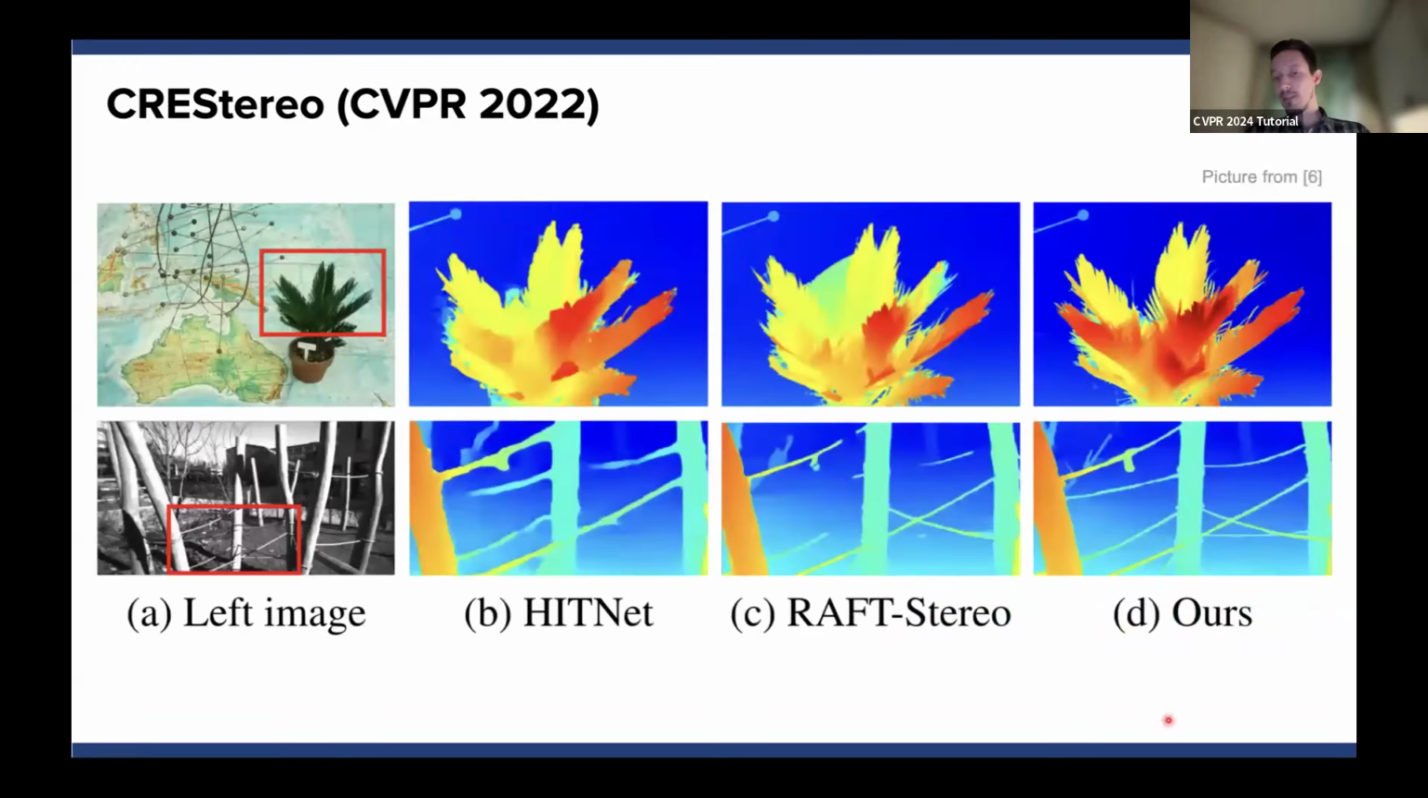And here we see some qualitative results. Compared to RAFT-Stereo, CREStereo is capable of further improving the results in presence of fine details. And an additional reason for these very good results is also related to a synthetic dataset that the authors proposed together with the architecture that collects many, many images with very fine details, of course, annotated with perfect ground truth. So this, of course, also made a difference for training CREStereo at the very best.